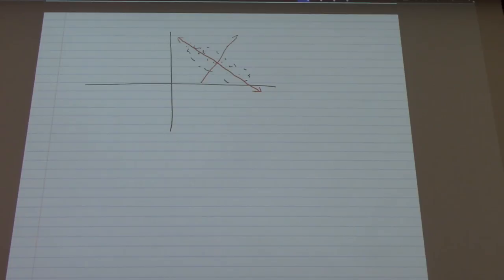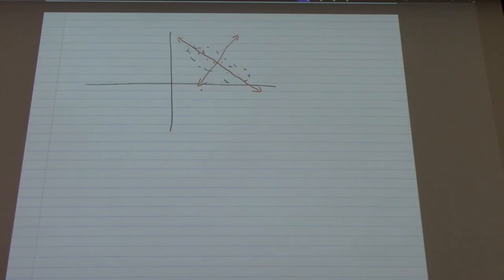Essentially what you've done is you've taken your data, you've rotated it and stretched it out so that the coordinates corresponding to the direction of maximum variance and the direction of second maximum variance are orthogonal and independent of each other. You've essentially isolated the independent components of the variation in the data.